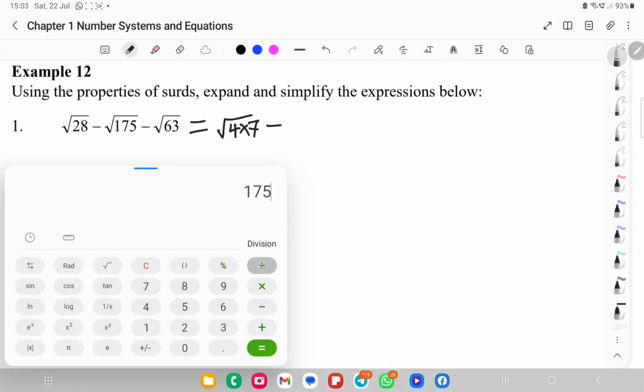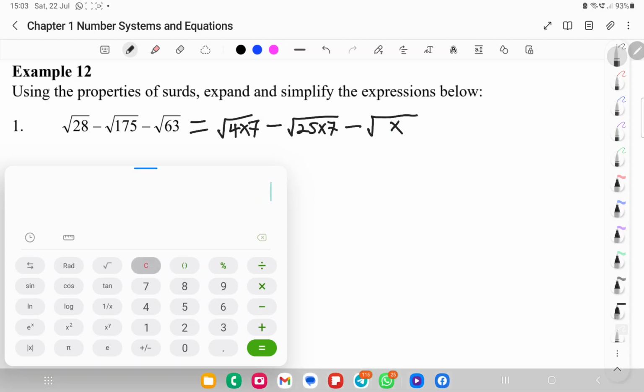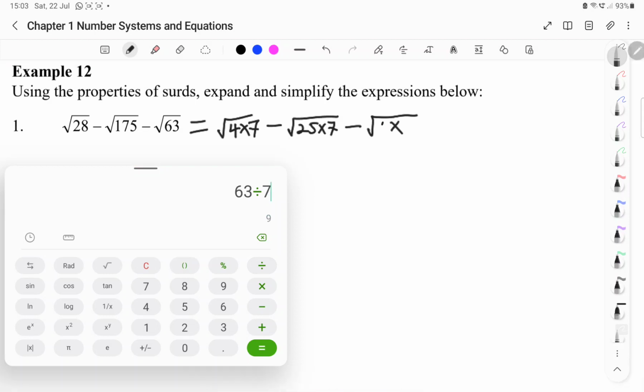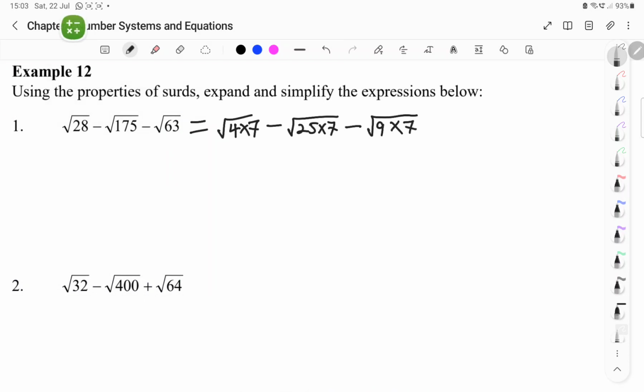175 divide 5, cannot. Oh, maybe 7, can. So minus square root of 25 multiplied by 7. Okay, and then 63. I think something to do with 7 as well, but just try lah. Divide, because I don't really memorize the multiplication table. Okay, 9 multiplied by 7. Good. Now I have the idea what to do. Okay, let's hide the calculator.